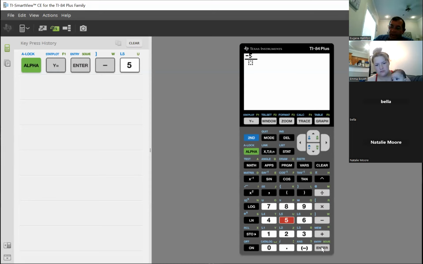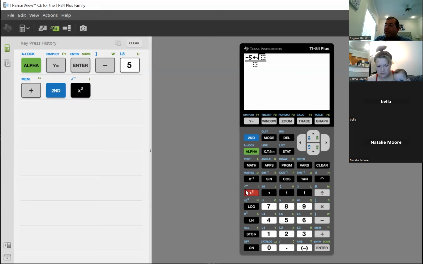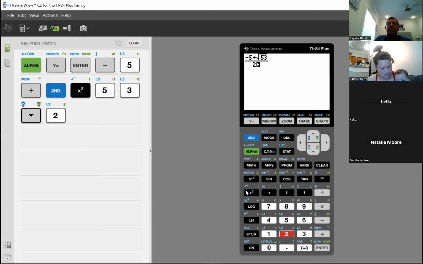So the first time, I'm going to add the square root. Come down here and push the blue button and the x squared button to get the square root. Under the square root, we had a 53. Now I'm going to arrow to the bottom and put my 2. If you look at that, it's -5 plus square root of 53 over 2. I'm going to hit enter, get my first answer, and we're going to round this to 3 decimal places.